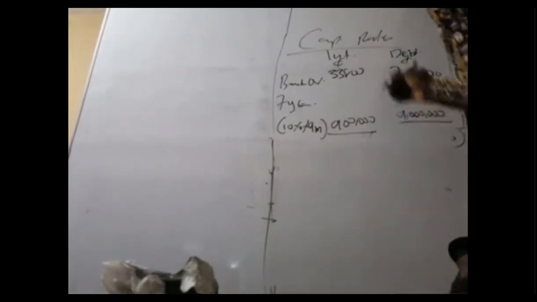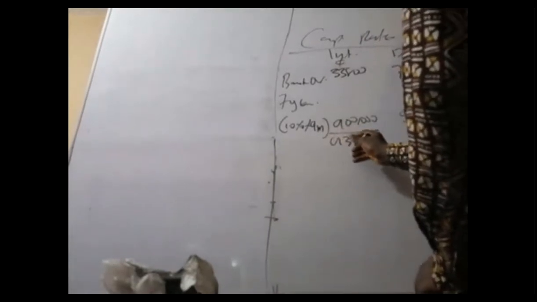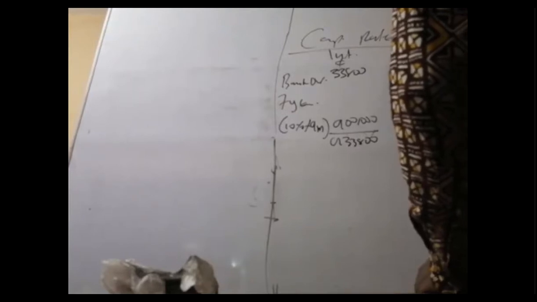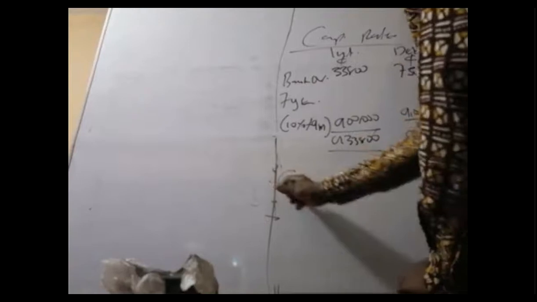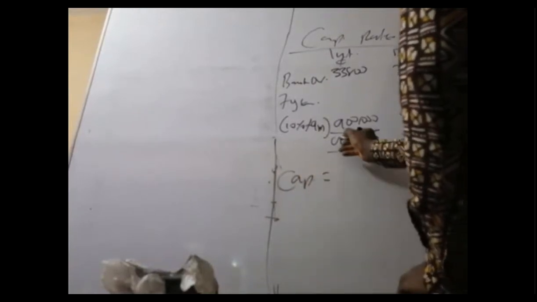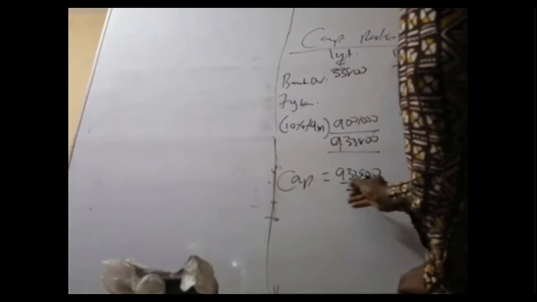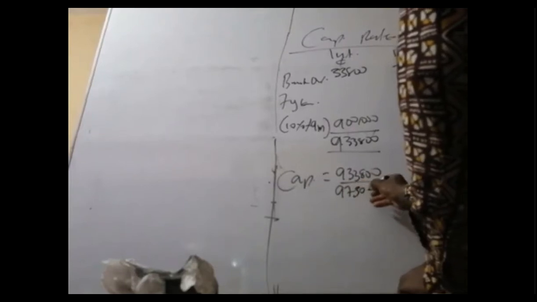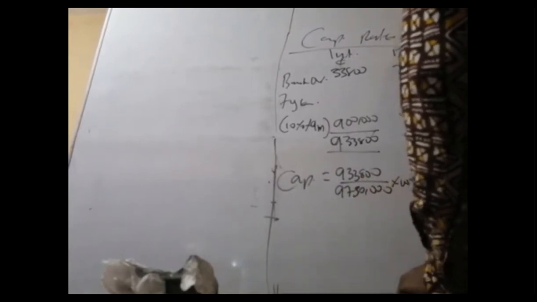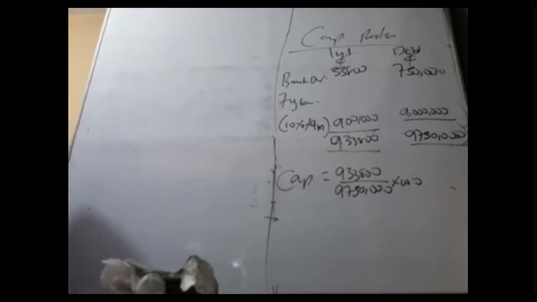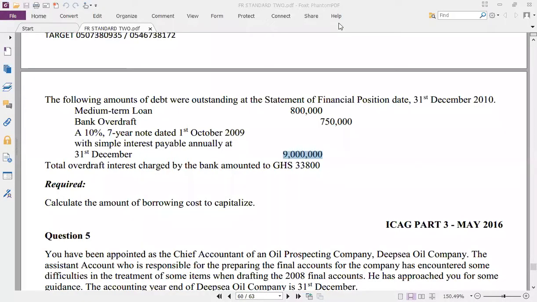Sum them up. You get 9,750,000. So what's the capitalization rate? So therefore, cap rate will be the total interest all over 9,750,000 times 100. Any answer for us? So that's the capitalization rate. Can you finish us with the answer?